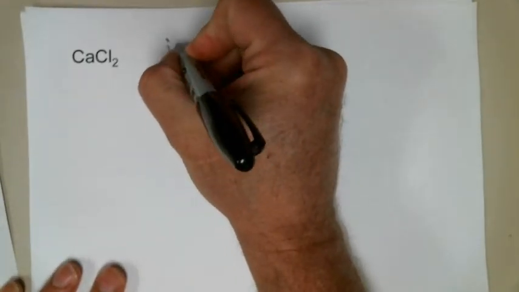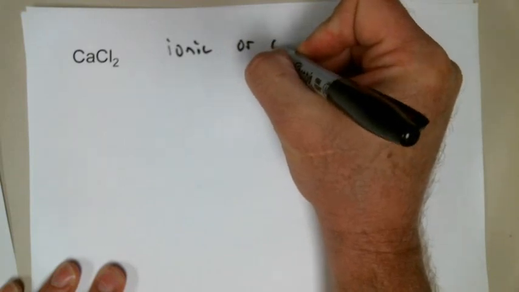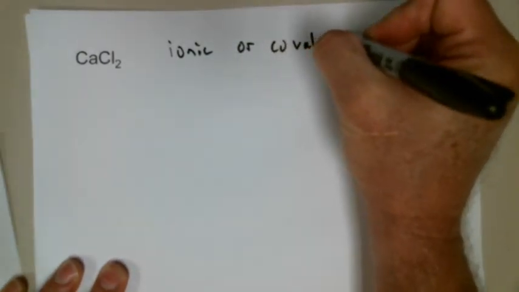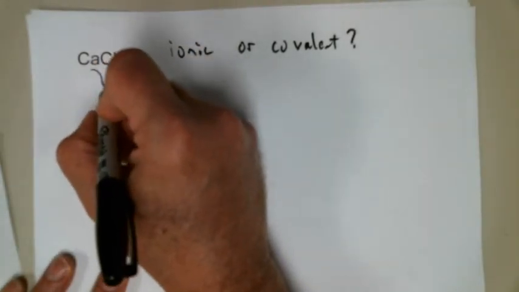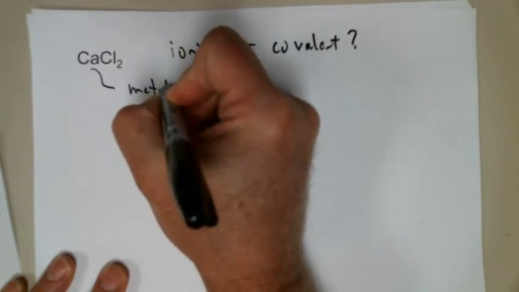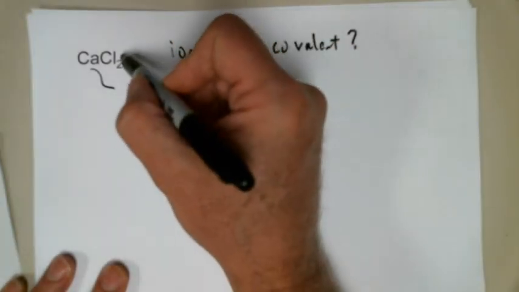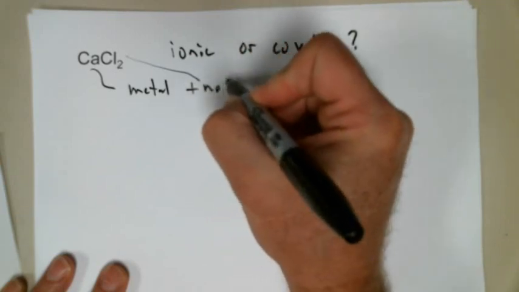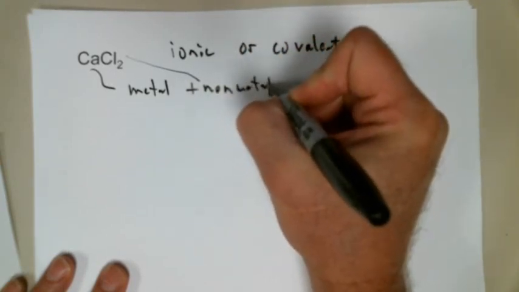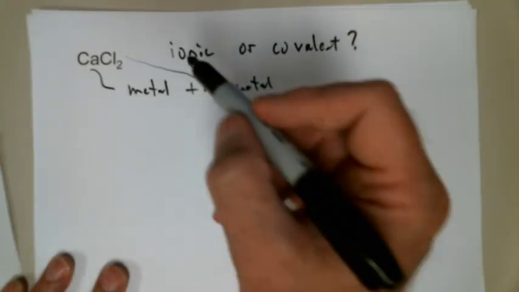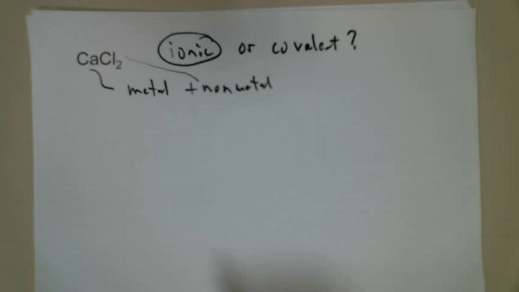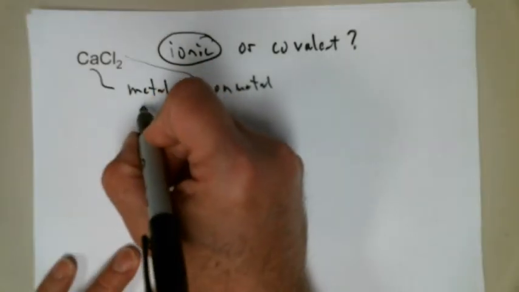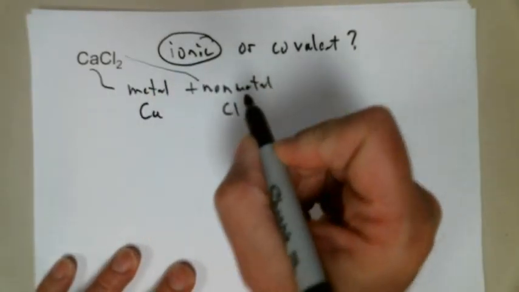Well, ionic or covalent? I've got to get the autofocus off, that's messing things up. Well, we've got a metal. Calcium's in group 2, so that's a metal with a non-metal. We know that a metal plus a non-metal is always ionic. So we've answered that question. Calcium is a metal, chlorine's a non-metal.